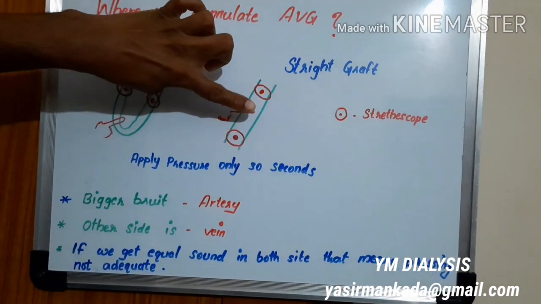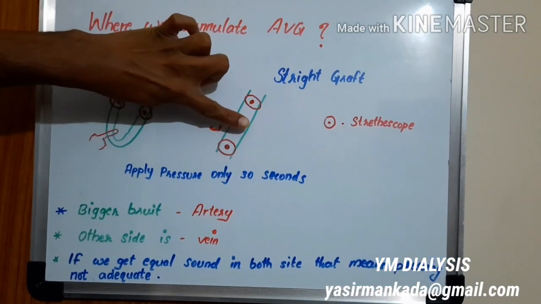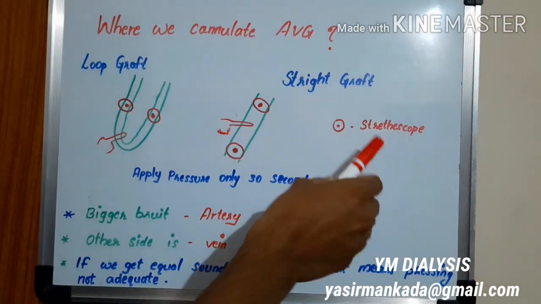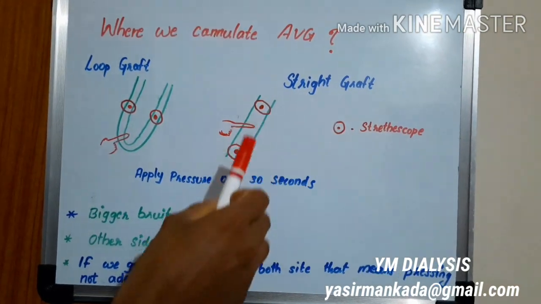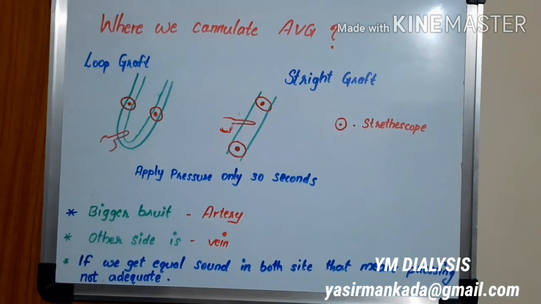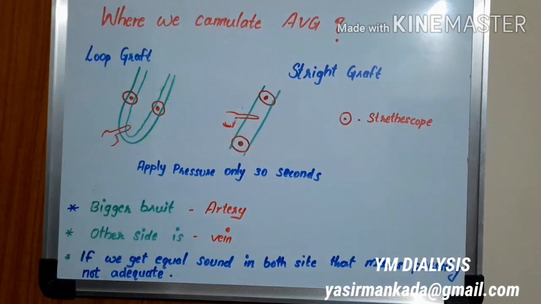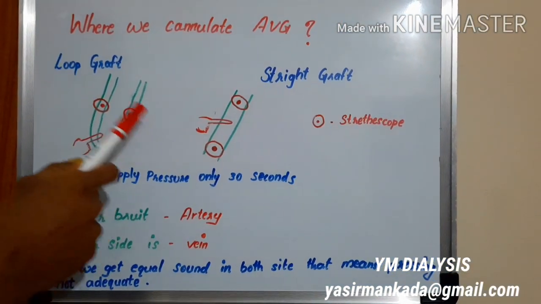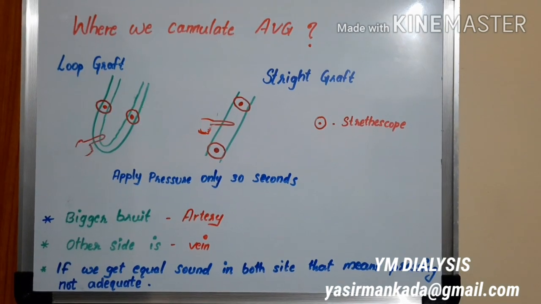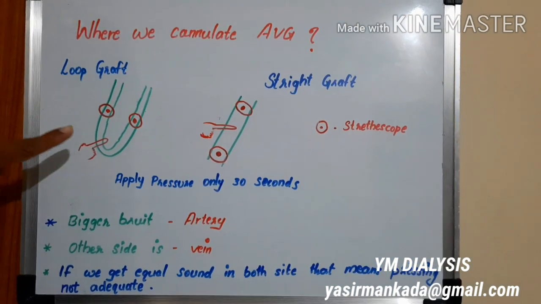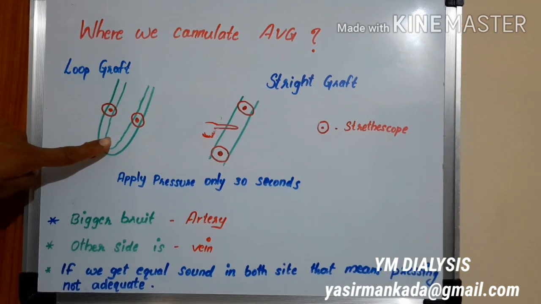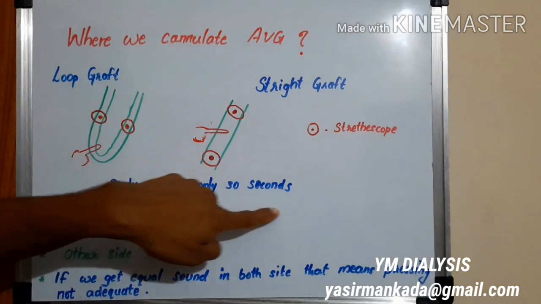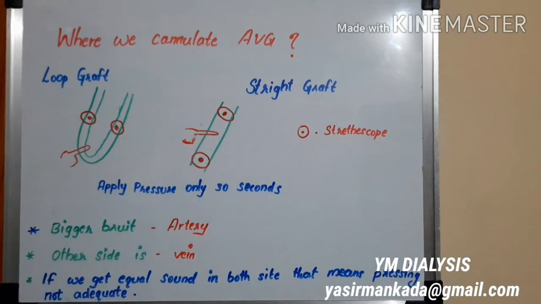Same with a straight graft: we press the middle of the graft, and with the help of a stethoscope you feel both sounds. Where there is more bruit sound, that is the arterial side, and where there is less bruit sound, that is the vein. Sometimes we get equal bruit sound on both sides. That means your pressing is not adequate, so press a little more and feel. While pressing, it should not exceed 30 seconds.